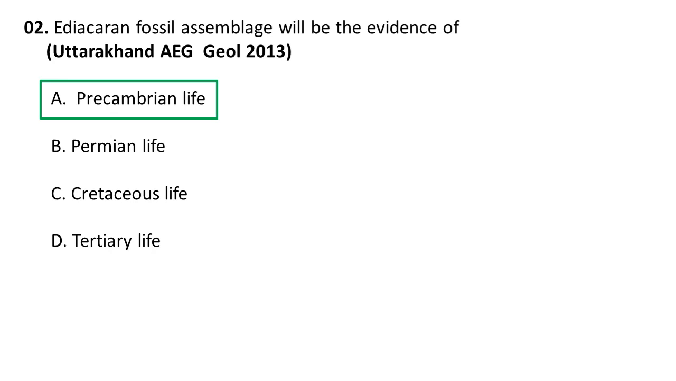Ediacaran fossil assemblage is the evidence of the earliest known multicellular animal life on the earth, which predates the Cambrian period. The Ediacaran period lasted 96 million years, from 635 million years ago to 538.8 million years ago. The fossils were first discovered in 1946 by geologist Reg Sprigg in the Ediacara Hills of South Australia, and the period is named after the location. So, Ediacaran fossil assemblage will give the evidence of the Precambrian life. A is the correct option.